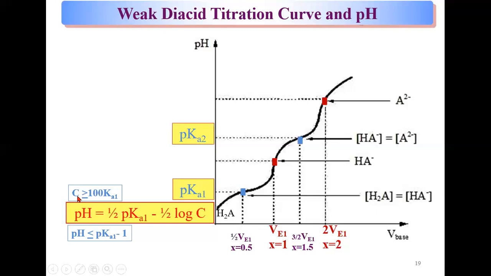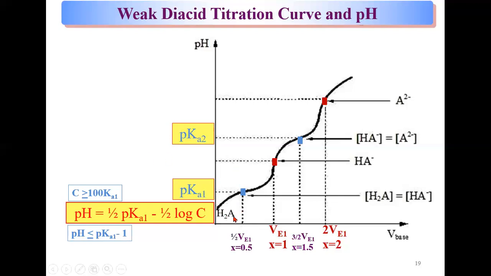Either check the concentration before and decide to use it, or use it assuming that it's okay and check the pH afterwards. And you'll say, okay, I'm allowed to use it if the pH is less than pKa minus 1. Pretty much the same as weak acids, pretty much the same as a weak acid without a titration at all. Great.